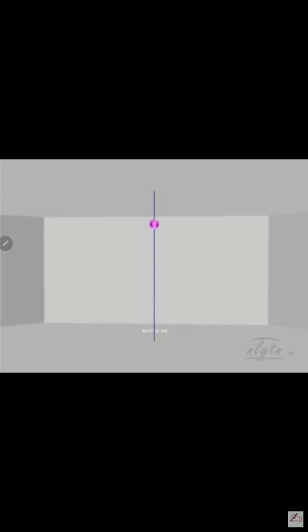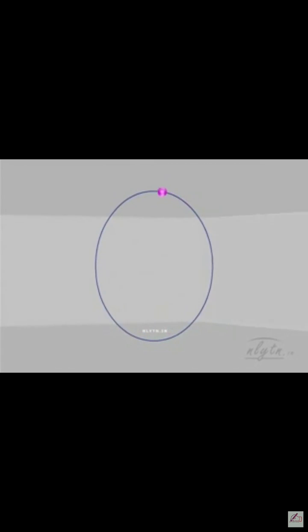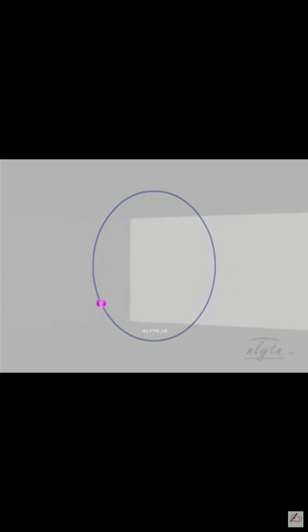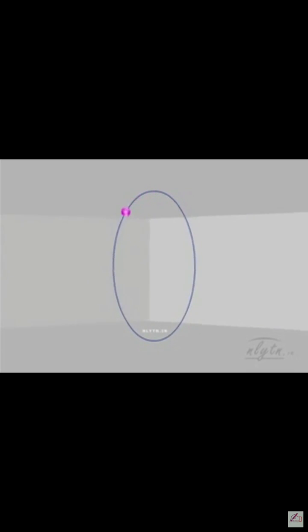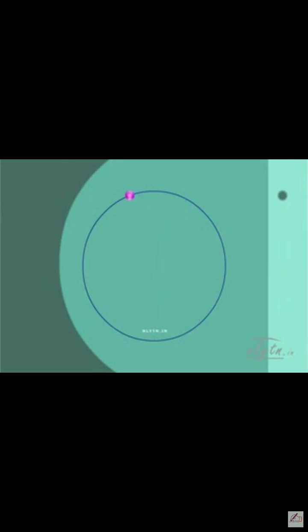A very interesting point about a simple harmonic motion is that it can be considered as a projection of a uniform circular motion. That is, a uniform circular motion, when viewed sideways, is a simple harmonic motion. We can also consider a simple harmonic motion to be a shadow of a uniform circular motion.